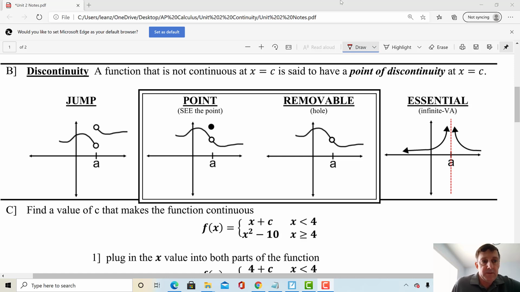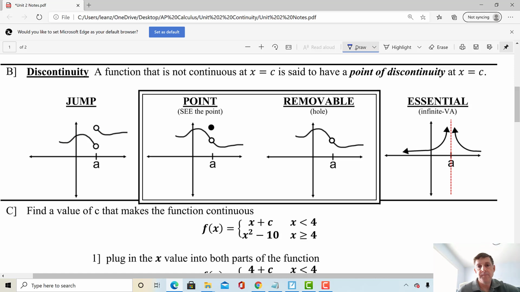Okay, we're going to look at some different types of discontinuity, the first one being a jump discontinuity. For a jump discontinuity, both of the one-sided limits are going to exist. They're just not going to be equal to each other. So you can see the limit from the left is not the same height as the limit from the right. Both of the one-sided limits exist, they're just not equal to each other. And that's a jump discontinuity.